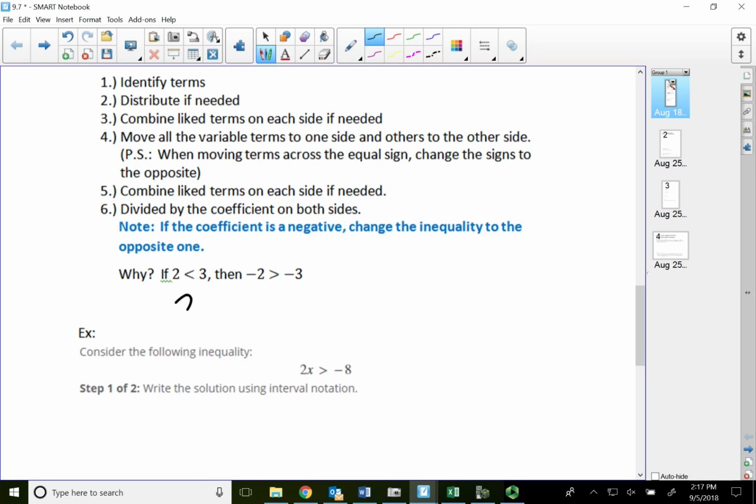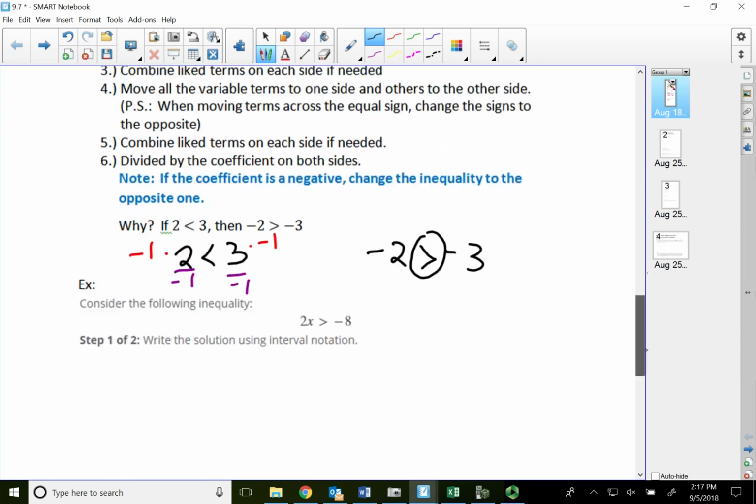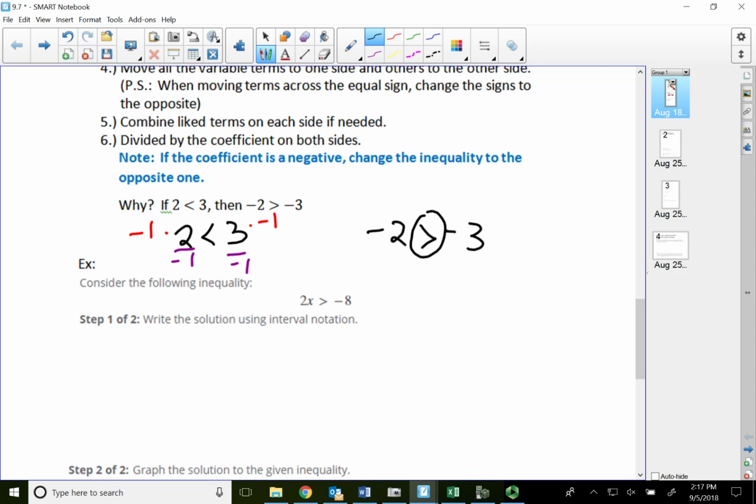If we say 2 less than 3 is true, then what happens if I multiply both sides by -1 or divide both sides by a -1, by a negative number? Then I will have -2 and -3. But this time, who is actually bigger? The -2 is bigger. So that's the reason why when I divide both sides by a negative coefficient or multiply by a negative factor, my inequality got to be changing to the opposite one. Just keep that in mind. We need this concept once in a while. So let's give this a try.